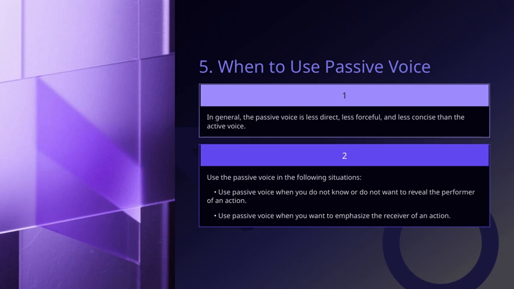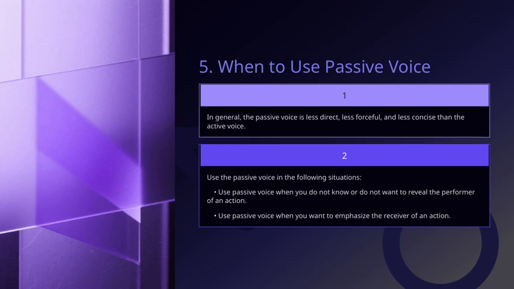However, there are specific situations where it can be quite effective. First, you might use passive voice when you don't know who performed the action, or when you prefer not to reveal that information. For example, if the performer is unknown or irrelevant, passive constructions keep the focus elsewhere. Second, passive voice is useful when you want to emphasize the receiver of an action rather than the doer. For instance, if the impact on someone or something is more important than who caused it, passive voice helps highlight that.